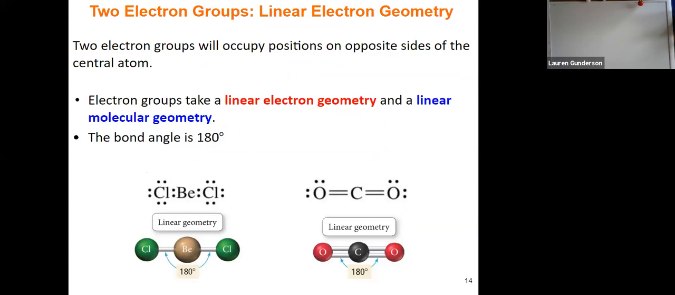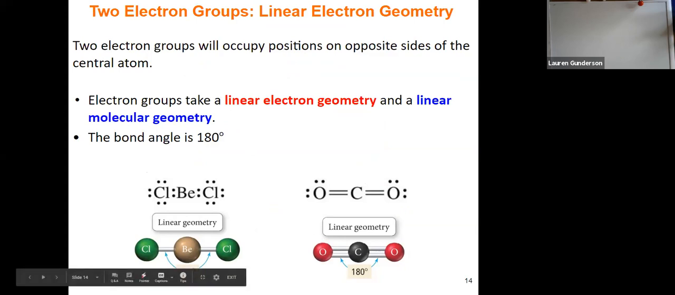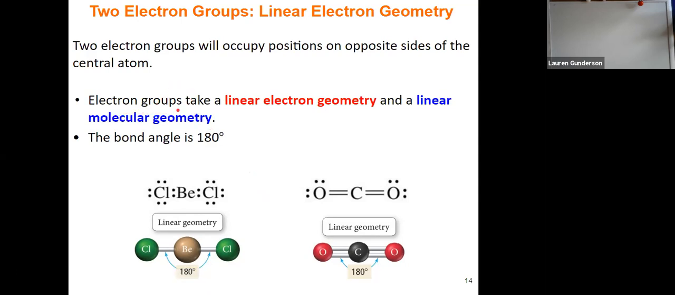So starting off with our 2 electron groups, that's our linear geometry. Linear means that each of your terminal atoms will be 180 degrees from the other terminal atom. That's what makes a linear shape. So it forms a straight line. Electron groups that have a linear electron geometry usually have a linear molecular geometry too, because there are no additional electron groups that you can have here. So if you have electron geometry that's linear, then you have molecular geometry that's linear. And that bond angle is always going to be 180 degrees.